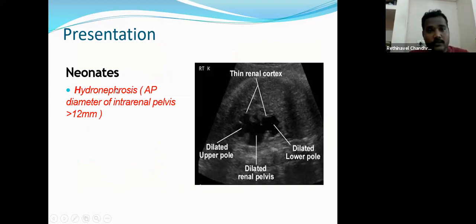But when we do an ultrasound, what we will see is a hydronephrosis, not a hydroureteronephrosis. Remember, PUJO is a hydronephrosis. It is not a hydroureteronephrosis. There will be only dilatation of the collecting system, not dilatation of the ureter. So hydronephrosis, where the AP diameter is anything more than 12 mm in a pediatric patient, means a significant obstruction is present.